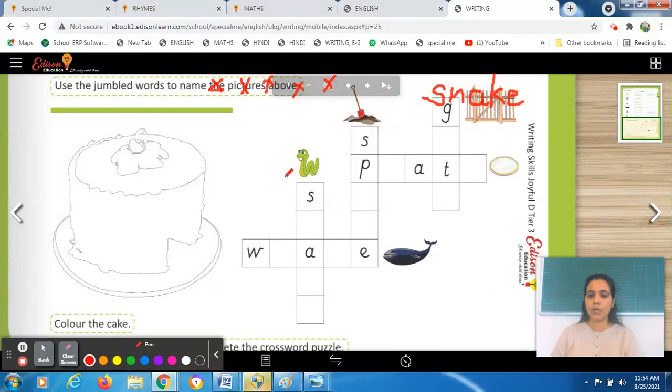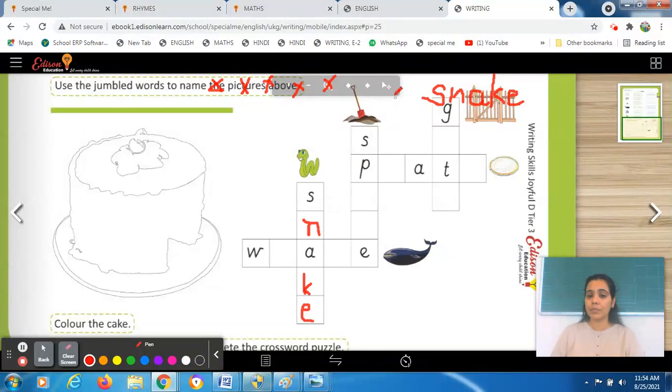So firstly, see this picture. What is this? This is snake, right? So S is already written. What is the next sound? It's N. So we will write over here N, N, A, K. First sound comes from K, and then in the last you have to write E. So what is this? It's snake, right? What is this? Snake.